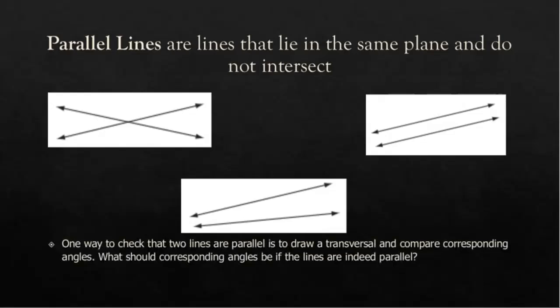One way to check that two lines are parallel is for us to draw a transversal through them and compare the corresponding angles. Think back, what should corresponding angles be if the lines are indeed parallel? Hopefully you said that they would be congruent.